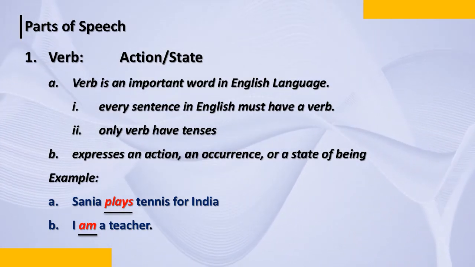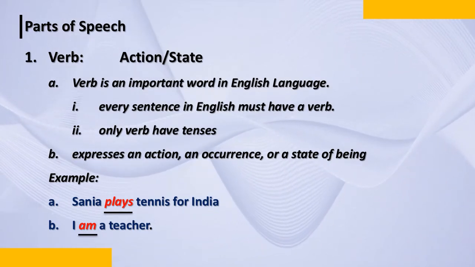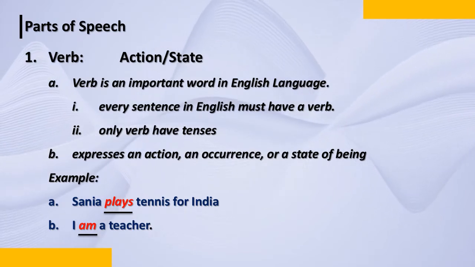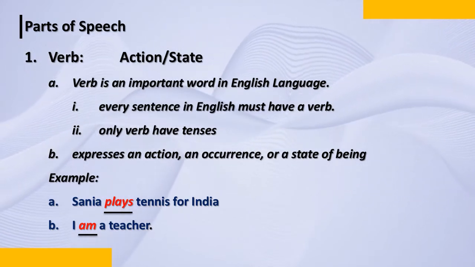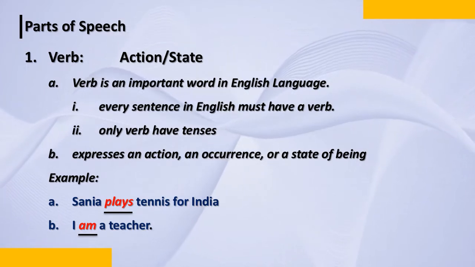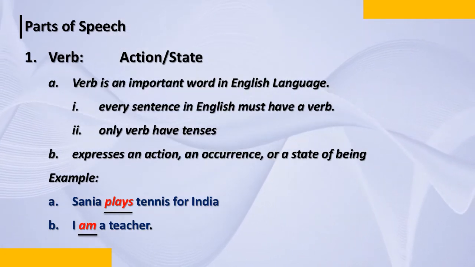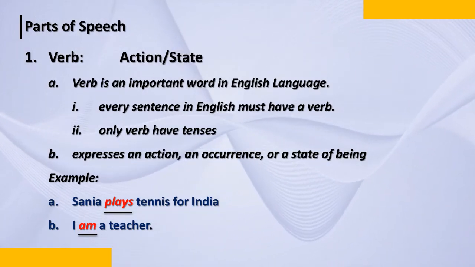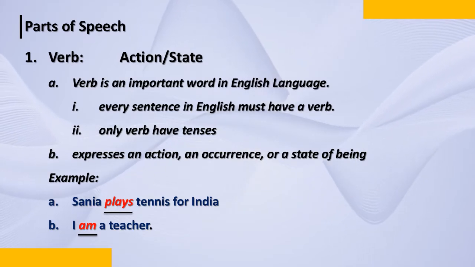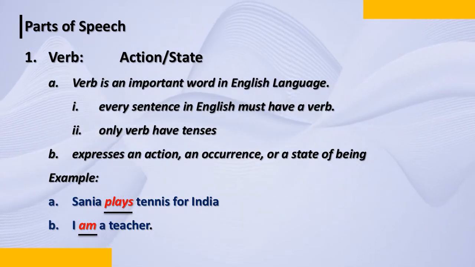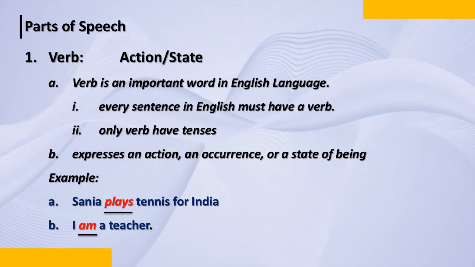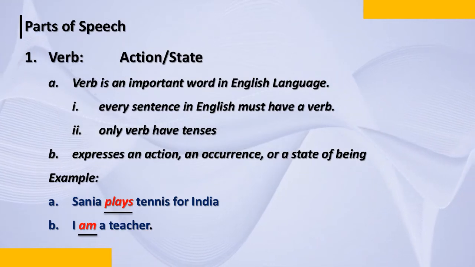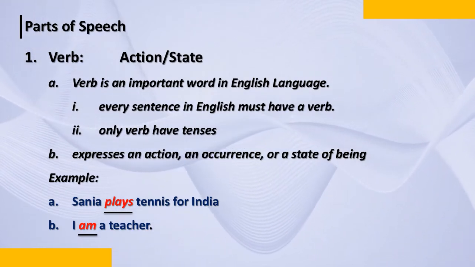"I can see a monkey jumping." The monkey is jumping from one tree to another tree. There's some movement happening. "My son was crying for a pencil." Again, there is an action happening. So, crying, laughing, jumping, sleeping, walking, playing, riding, all these words are describing actions and they are called verbs.